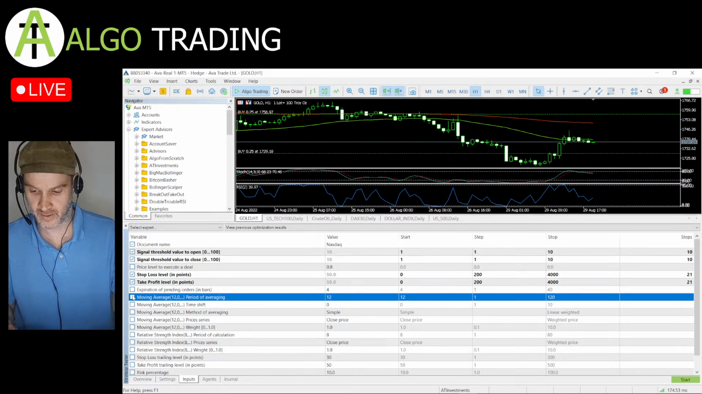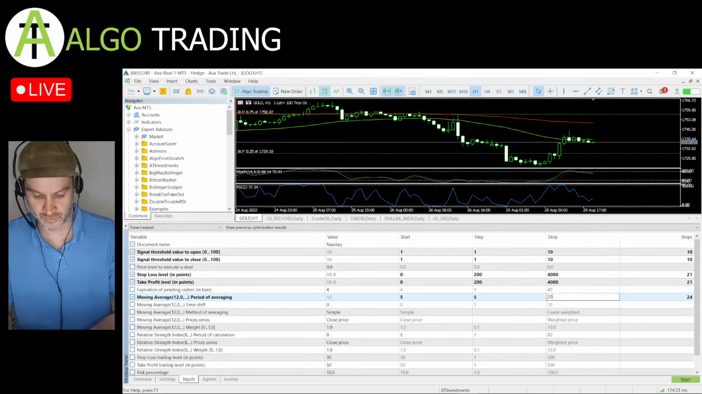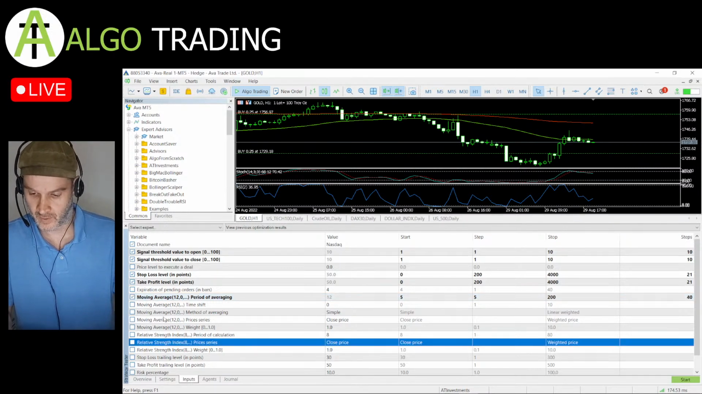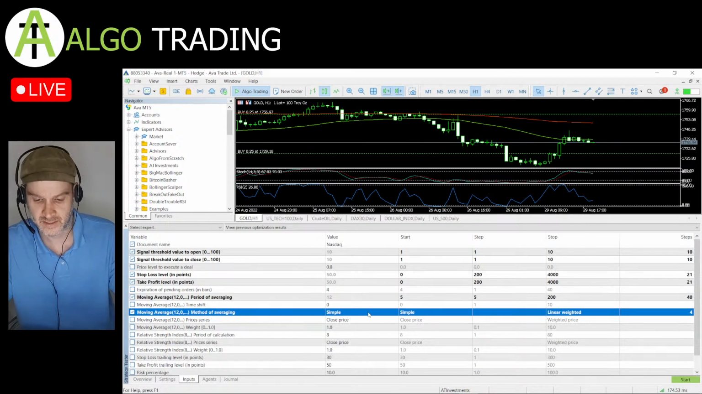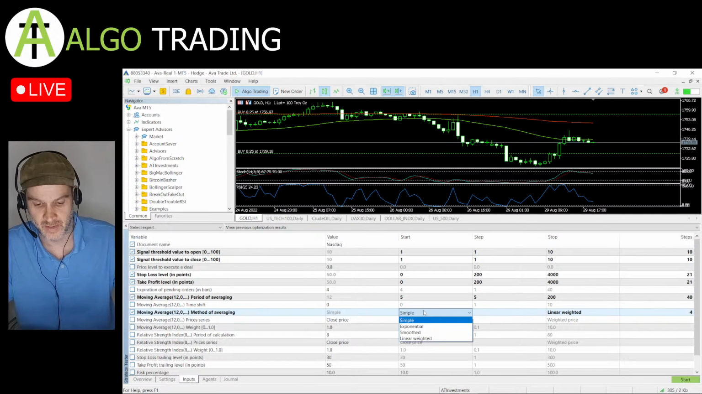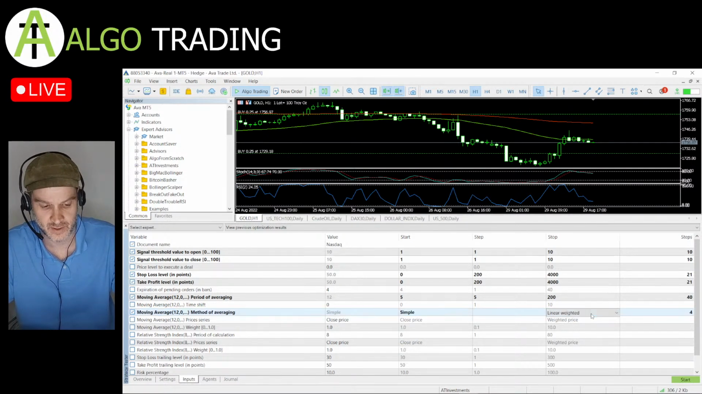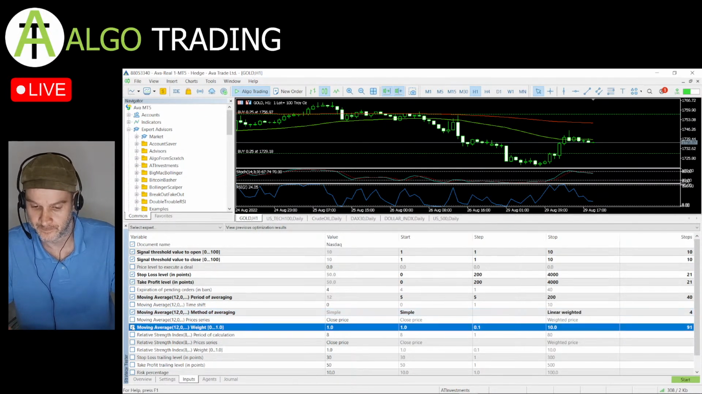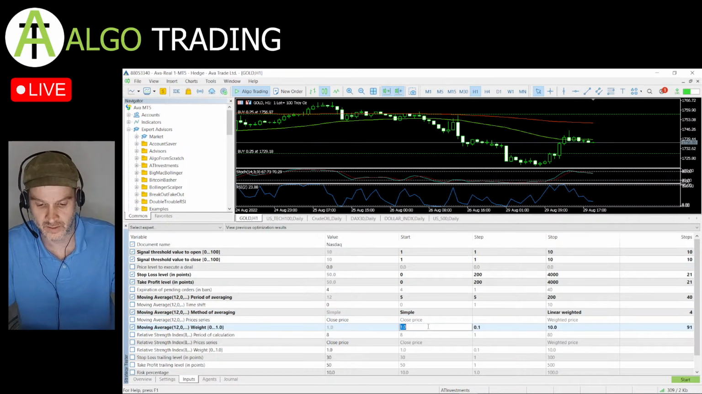Moving average period, we're going to optimize. We start at 5, go up in steps of 5, and go to 200. Also, what I want to try now is to see which type of moving average is the best. So we'll start at simple, and then work through different types. We'll keep it at close price, and the weight: we're going to start at 0, go up in steps of 0.1, and go to 1.